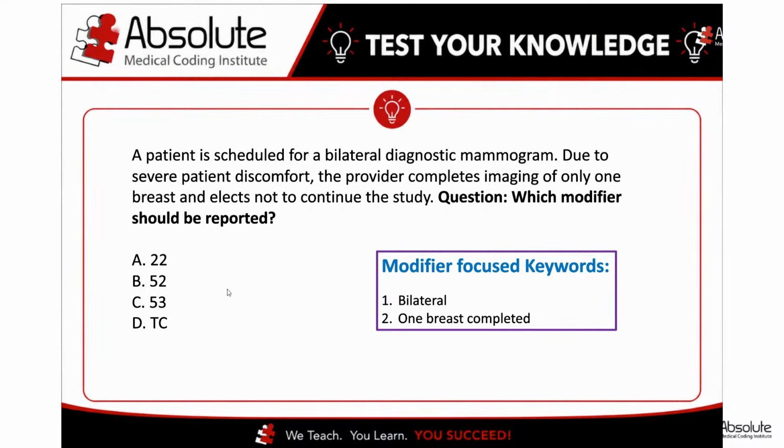All right. So, which modifier reduces the procedure? Because remember, we have to compensate the physician for what they did. We don't focus on that it was stopped. We focus on what they did. They completed one breast, right? So, 52 modifier, reduced procedural services. I'm going to let that marinate. Remember, focus on what that physician did. Good job.